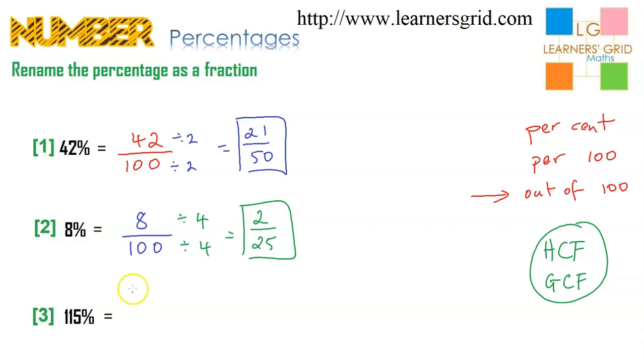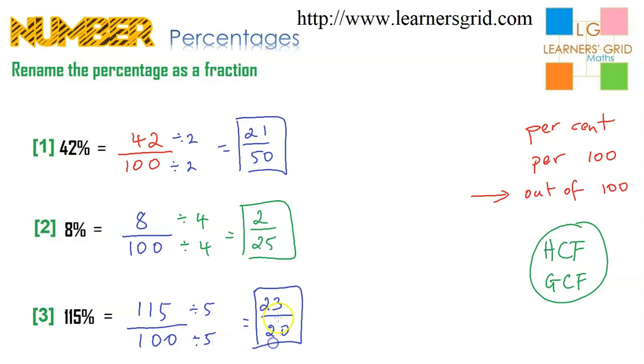Last one here is 115%. So again, it's going to go over a denominator of 100. And I just put 115 at the top. What is the number that goes into both of these numbers evenly? Greatest common factor will be 5. So the answer of 115 divided by 5 is 23, and 100 divided by 5 is 20.